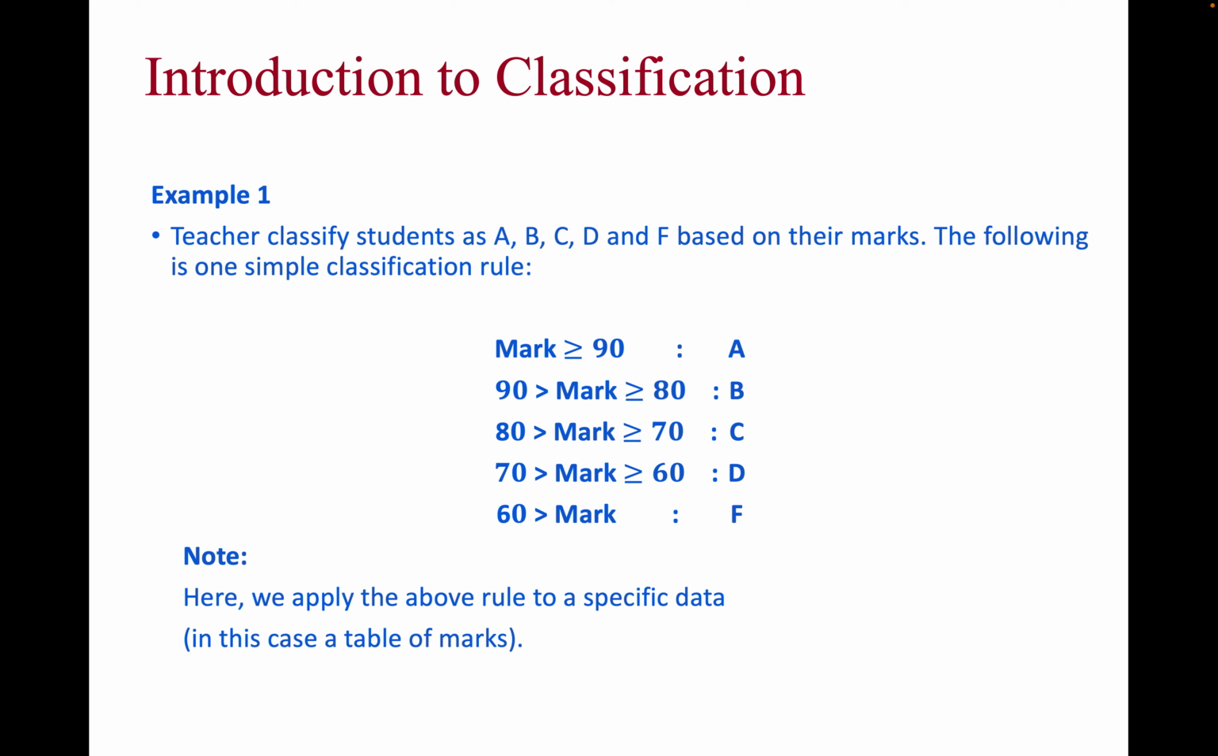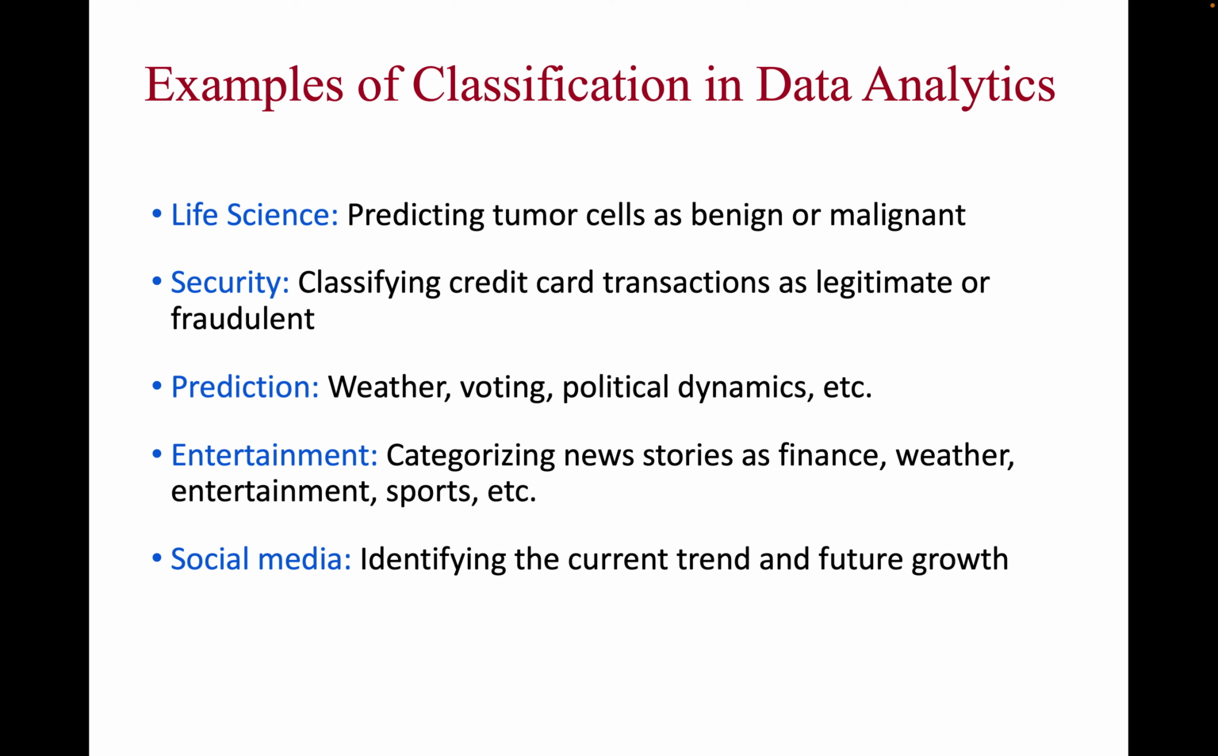Note here we apply the rule to a specific data, in this case, a table of marks. So this is hard coded. You specified the condition also. You specified the range also. You specified the number of clusters also, A, B, C, D, F. And you specified the data set also. Okay. And this algorithm will work cleanly on every other data set that is similar, same as the previous one. Okay. So, same type formatting and marks. But what about data that has not been observed?